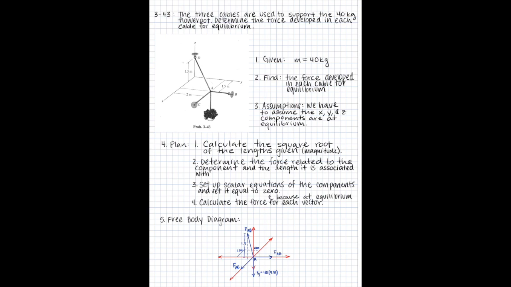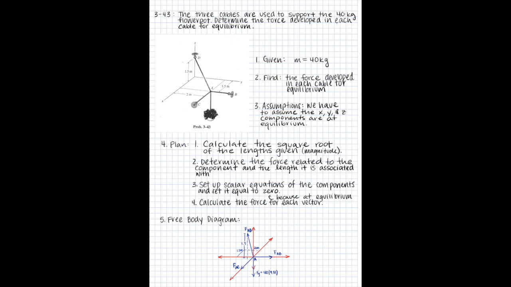So first we identify our givens, and our given in this problem would be the mass of the flower pot, which is 40 kilograms. We are also given the lengths. So for the z-axis, we have 1.5 meters, the x-axis is 1.5 meters, and the y-axis is 2 meters.